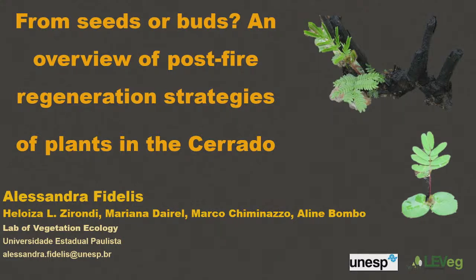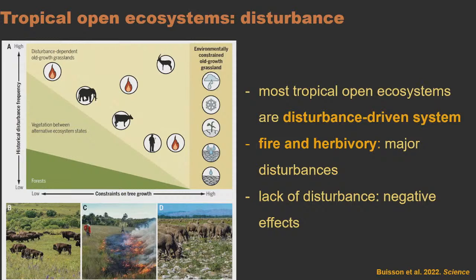Are they coming from seeds? Are they coming only from buds? We all know, I don't have to explain this figure, that most of the tropical open ecosystems are disturbance-driven. We've heard a lot about herbivory here, and we hear a lot about fire as well. Because of that, plants usually have fire and herbivore-related traits. I'm going to talk about a system that is fire-driven mostly because we don't have the herbivores.